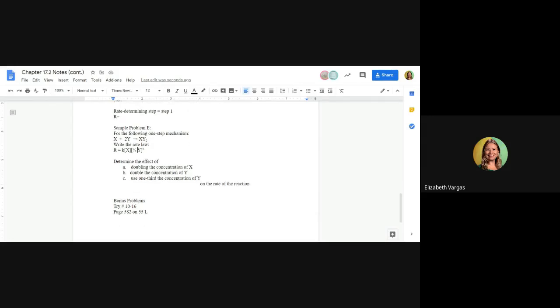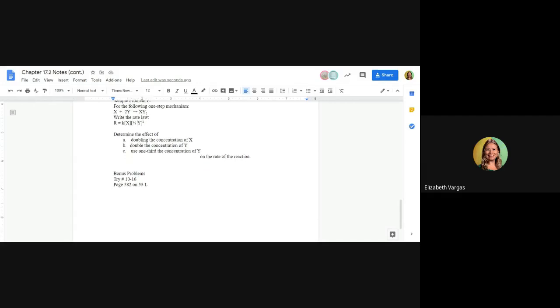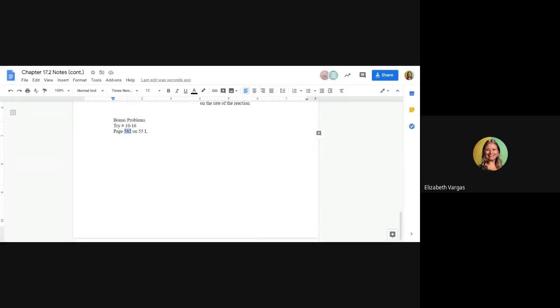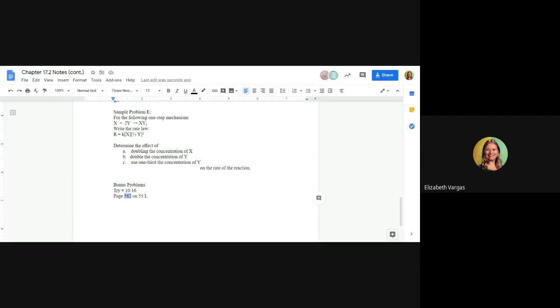Okay, here's some bonus problems. If you want to challenge yourself, you can do them on your own. Those are in your textbooks, number 10 through 16 on page 582. I believe that's in the back of the chapter. Okay, and that is basically it for chapter 17.